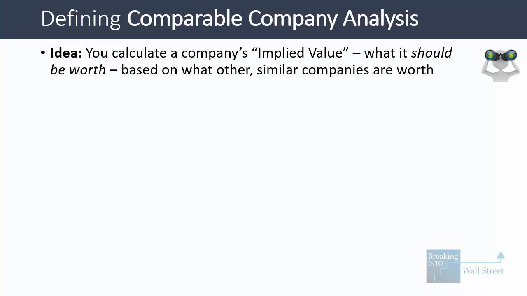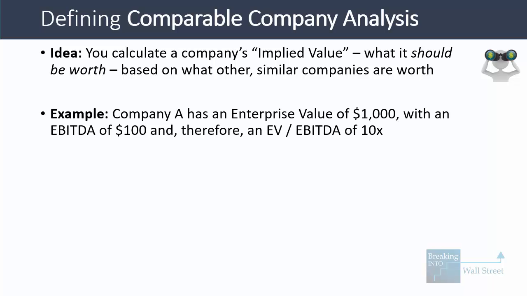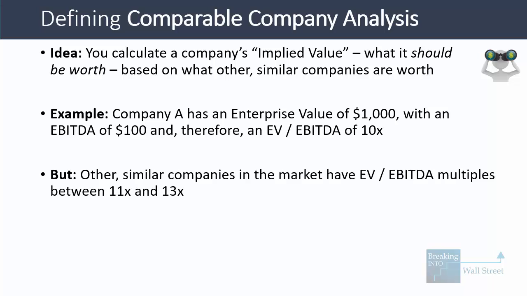The idea here is that you calculate a company's implied value, what you think it should be worth, based on what other similar companies in the market are worth. So, for example, if a company you're analyzing, company A, has an enterprise value of 1,000 with an EBITDA of 100, and therefore an enterprise value to EBITDA multiple of 10x, you might create a set of other similar companies in terms of industry and financial size and geography.